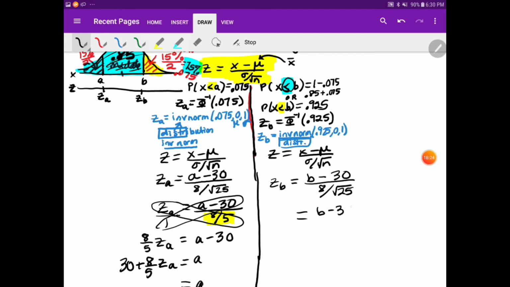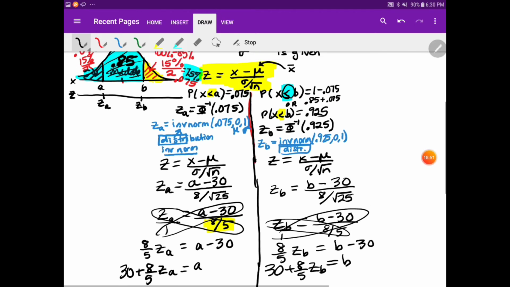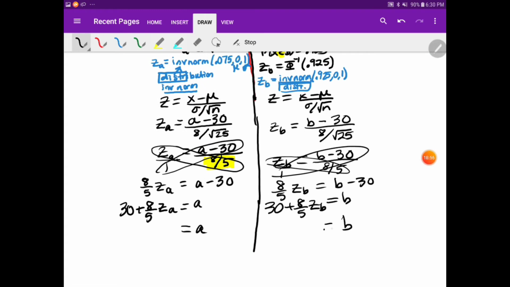Now you can't learn math by watching, so you're going to have to make sure you're writing this down. You want to be watching, listening, and writing it down in your notebook. That's going to help you the most. For 8/5 ZB, you're doing the same plan. You cross multiply, and you get 8/5 ZB equals B minus 30. Then you add 30, so 30 plus 8/5 ZB. Not the same answer as before, but the same steps. Then you find your A and your B, and your answer is basically going to be something like this.